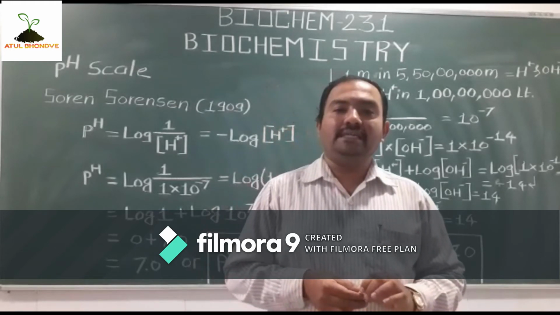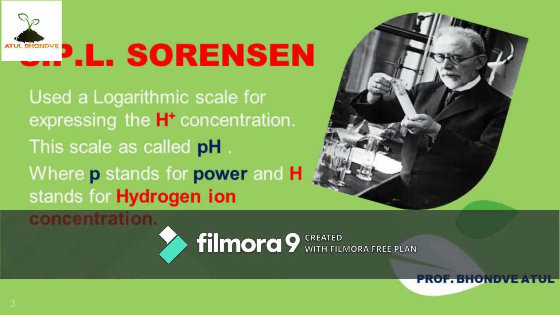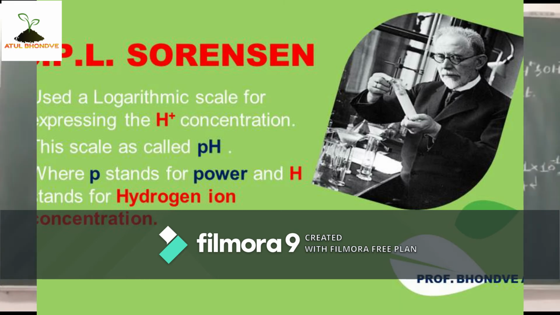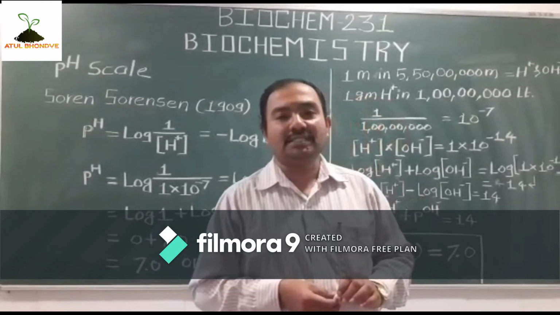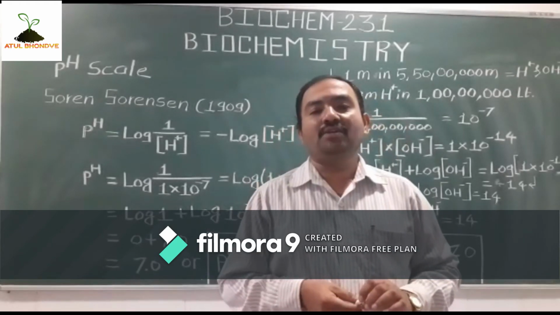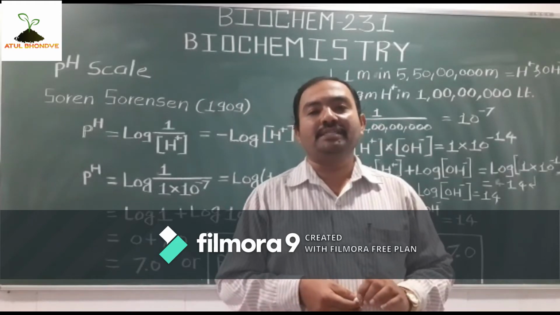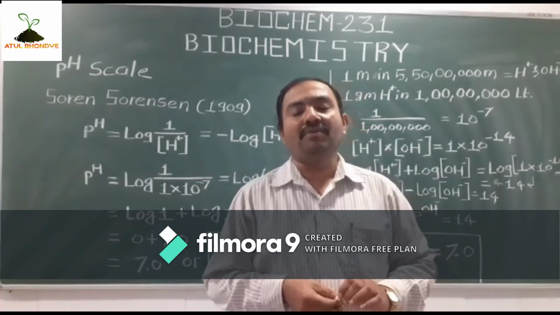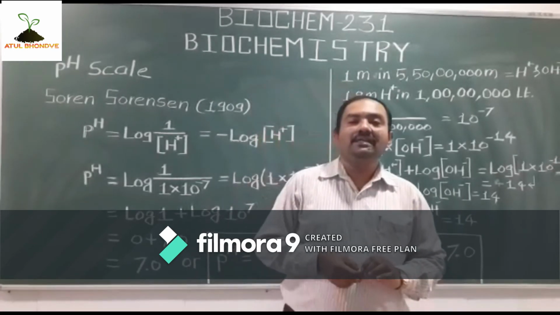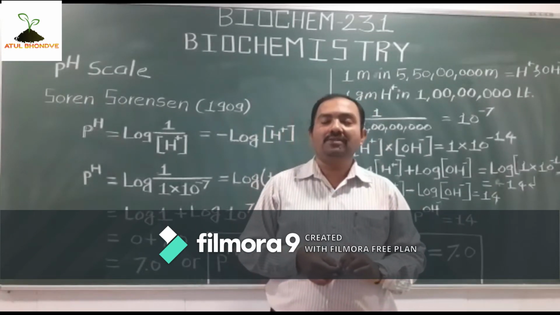We already learned about pH. pH is nothing but the negative logarithm of hydrogen ion activity or concentration, and the pH scale was discovered by the scientist Soren Sorensen, a Danish biochemist, in 1909. He discovered pH, that is the negative logarithm. So pH is a logarithmic value instead of arithmetic. This is the information about pH and the effect of pH we already learned.